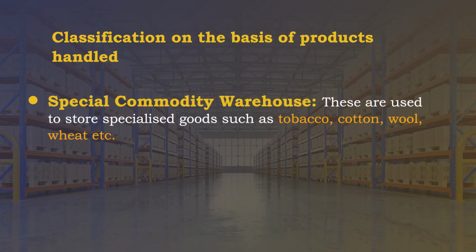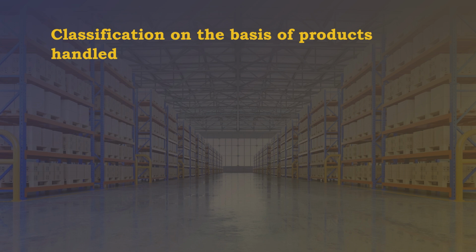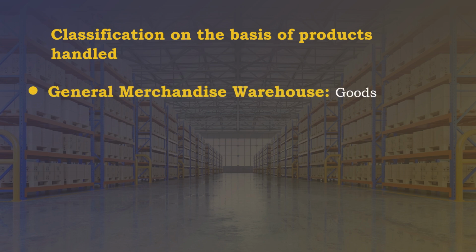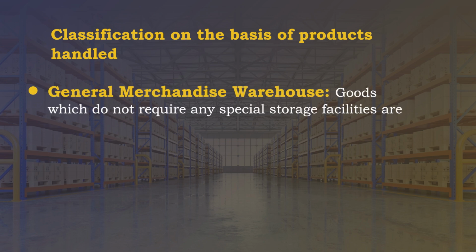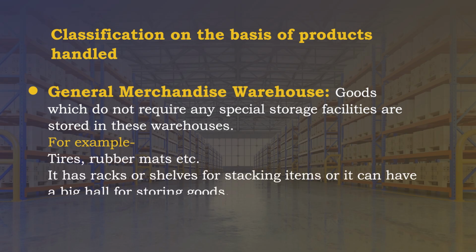C. Special commodity warehouse. These are used to store specialized goods such as tobacco, cotton, wool, wheat, etc. These may be temperature and pressure controlled depending upon their requirement. D. General mechanized warehouse. Goods which do not require any specific storage facilities are stored in this warehouse, for example, tires, rubber mats, etc. It has racks or shelves for stacking items or it can have a big hall for storing goods.